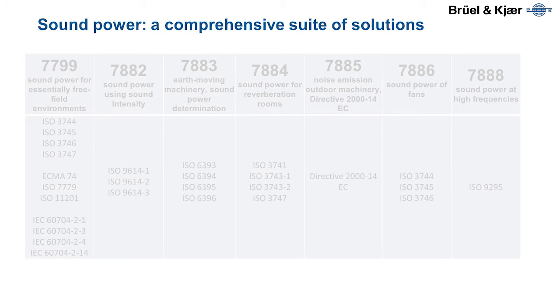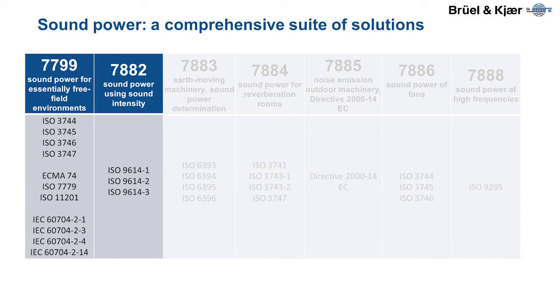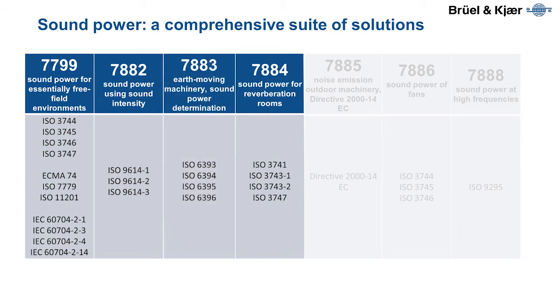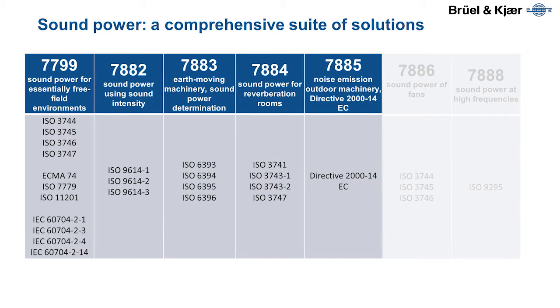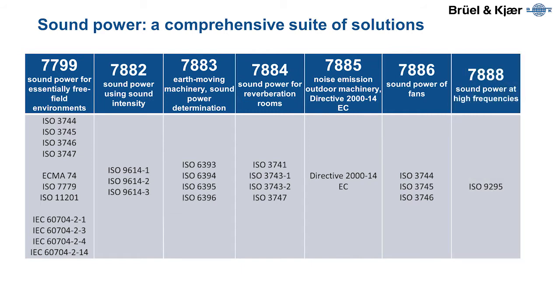The suite of sound power applications consists of three solutions for general sound power determination. These are the 7799 for measurement in essentially free field environments, the 7882 for intensity measurement, and the 7884 for reverberation room measurement. In addition to these, there are dedicated solutions such as the 7883 for earth-moving machinery, the 7885 for measurements according to the Directive 2014/EC, the 7886 for fans, and the 7888 for sound power at high frequencies. These solutions are based on Pulse LabShop, a world-leading real-time analysis platform.